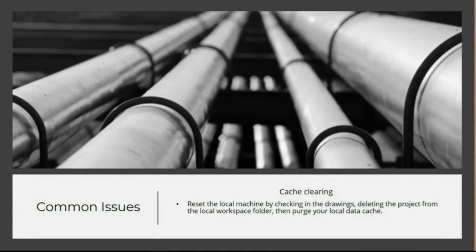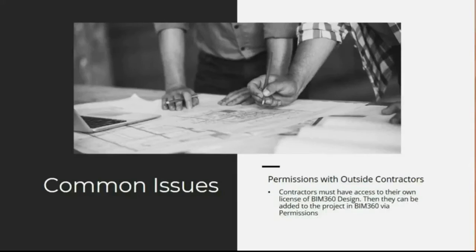And then our last one here, we have permissions. We have had a ton of questions on this. A lot of people use outside contractors. Typically, if you're going to use an outside contractor, they will need their own license of BIM 360 Design. Whether that is provided by their contractor company or by your company, the company they're working for, usually we'll go through and help you set that up, but it has to be done within your account.